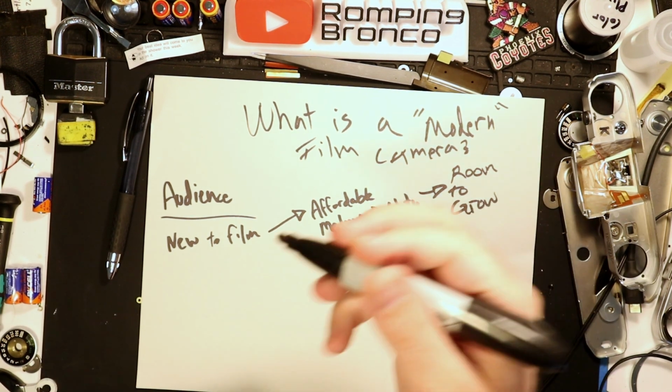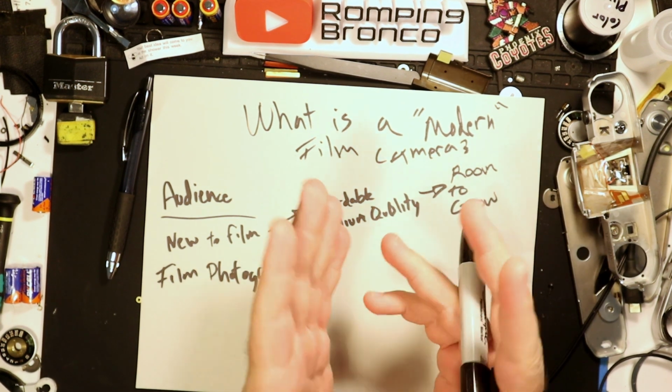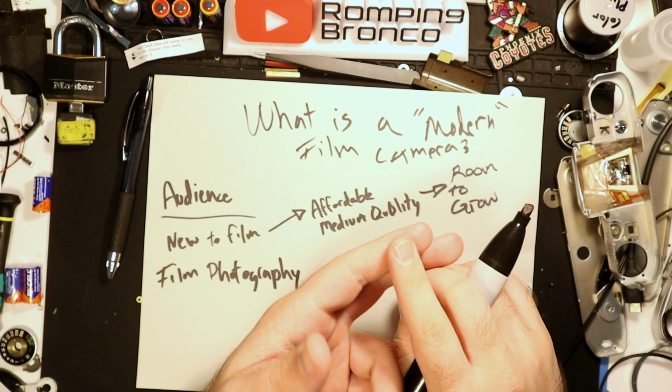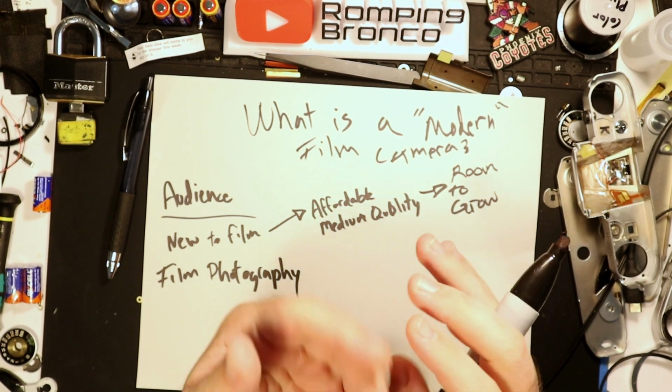What we're going to do now is going to be tricky, because I think we saw this with the 17 rollout, with the Mint 35 AF rollout, with any of the new film camera rollouts.